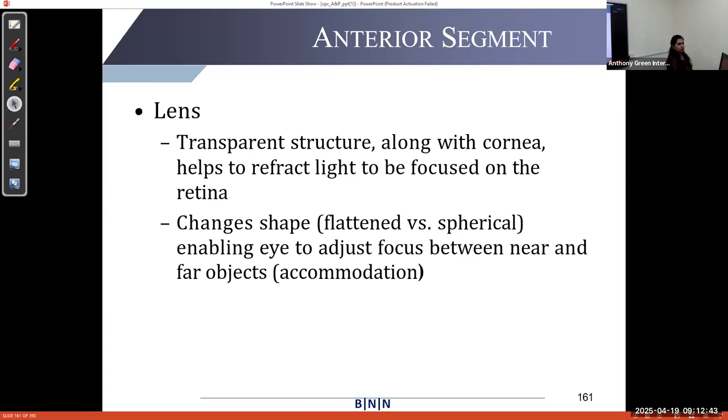Fine. And any defect related to the lens that you remember? What's cataract? Cloudy. Yes, we will not be able to capture vision properly. The lens becomes cloudy as we age, and there are cataract surgeries that we undergo because of the cloudy lenses. That is it. The lens changes shape, flattened or spherical, according to the focus. The lens adjusts itself.